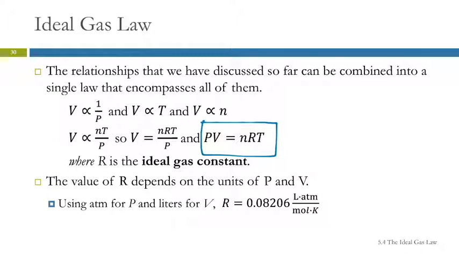What value it has depends on the units that we're using for pressure and volume. Temperature is always in Kelvin, n is always in moles, but pressure and volume can be different. So the one we're going to use is 0.08206 liter atmospheres per mole Kelvin. So we're going to use atmospheres for pressure and liters for volume. You will save a lot of time if you memorize the gas constant.